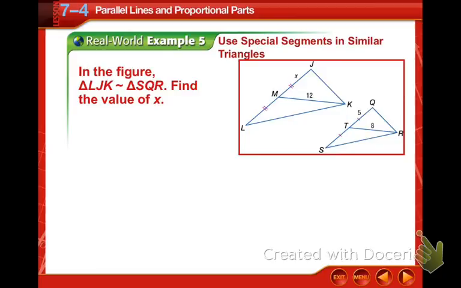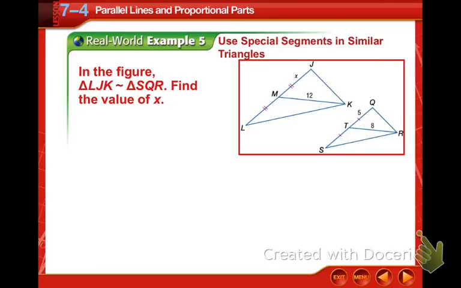So here we are given medians, since they do intersect the midpoint of JL and QS respectively. So we need to set up our proportion. We have some options here. We can do x over 12, or we can do x over 8. Or not x over 8, x over 5. And we could do x over 12 and 5 over 8, or we could do x over 5 and 12 over 8.